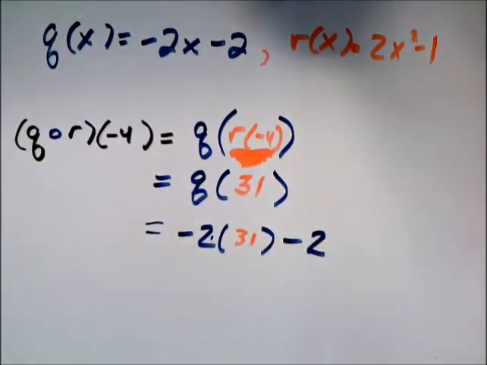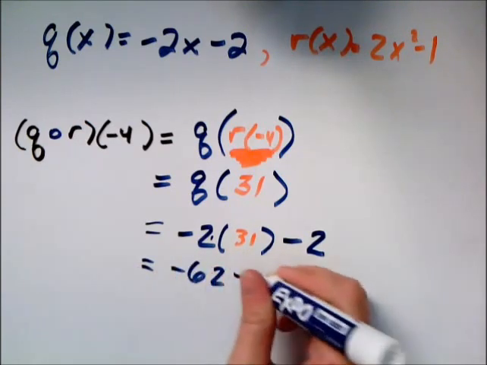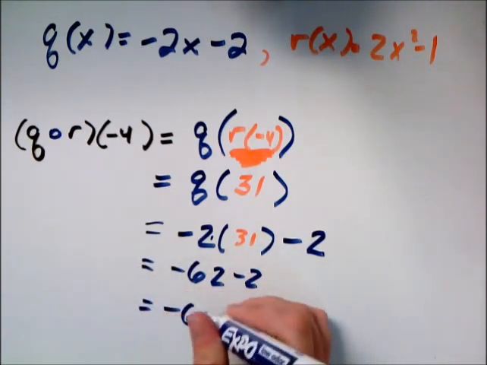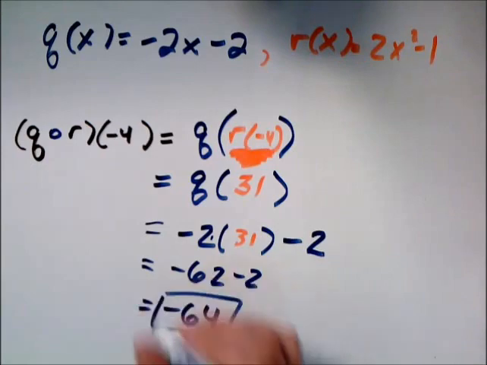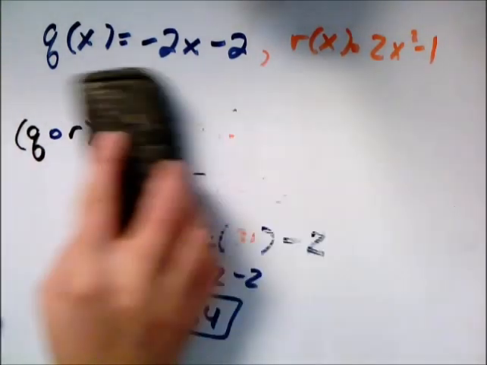So -2 times 31 is -62, minus 2, so I get -64. So I'm plugging into two functions, into one and then into the other one. So q of r of -4 is -64. All right, so what if they ask for that in the other order? Does it make a difference? Let's try it and we'll see.